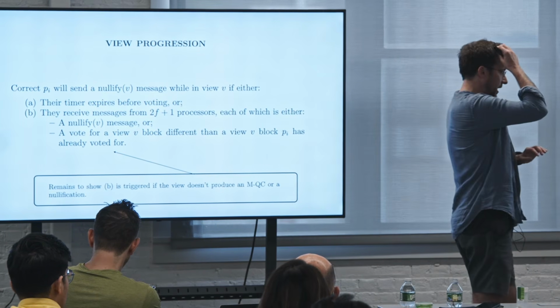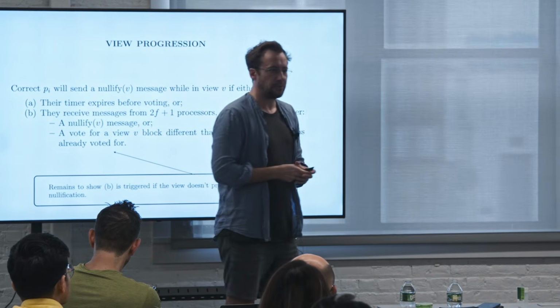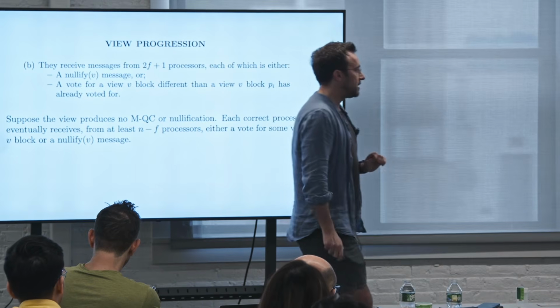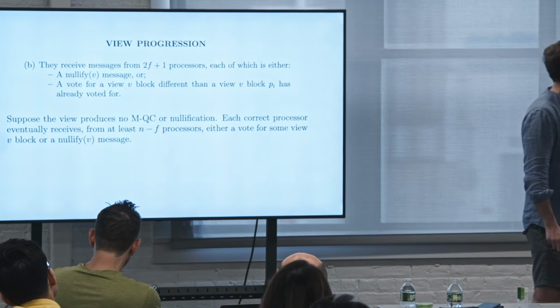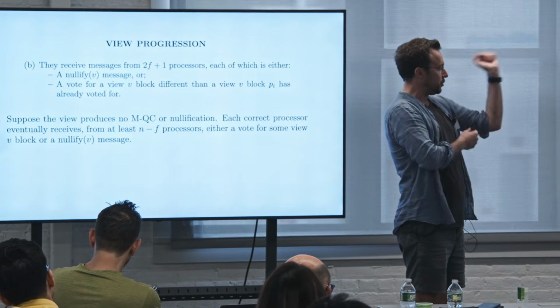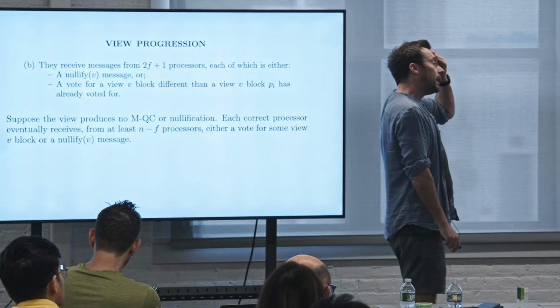It remains to show the second condition. We also want B to be triggered if the view doesn't produce an MQC or nullification. So let's see that. Here I've just put the B condition up at the top of the screen. Now suppose the view produces no MQC or nullification. Well then, what do we know?